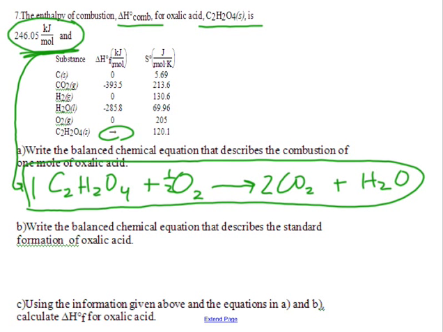Part B is just another definition. Write the balanced chemical equation that describes the standard formation of oxalic acid. How do we write a formation equation? We form what from what? We form 1 mole of the substance. So in this case, it's oxalic acid. From its what, Grant? I heard you say it. No. Elements. From its elements.